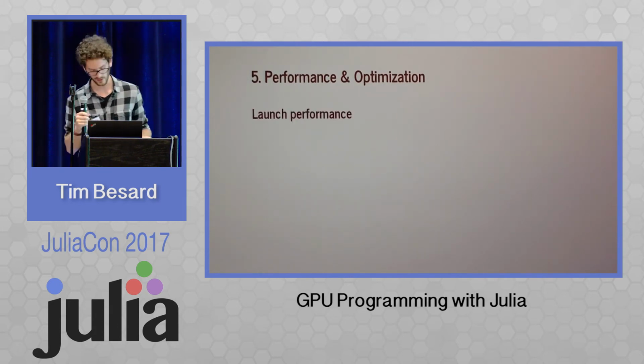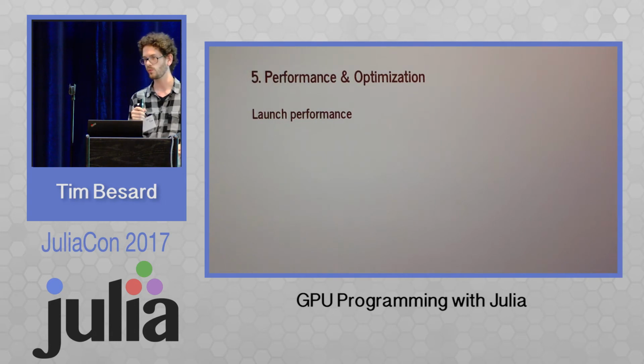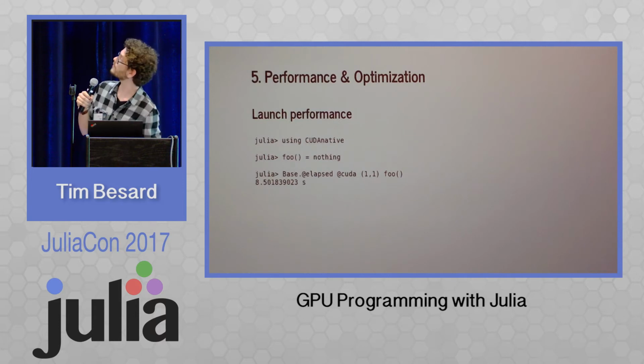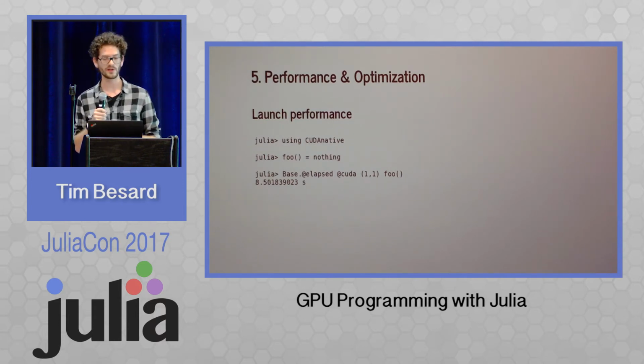I'm going to talk about two kinds of performance. The first one is launch performance, because as you might know, it's crucial that you can queue kernels very fast without having any overhead. Say we use CUDAnative in a brand new environment, we define a kernel function and we launch it.